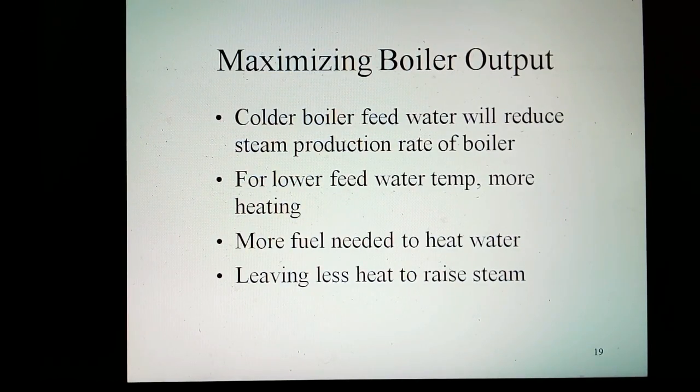Maximizing boiler output. Colder boiler feed water will reduce the steaming rate of the boiler. The lower the feed water temperature, the more heat, and thus fuel, is needed to heat the water, thereby leaving less heat to raise steam.